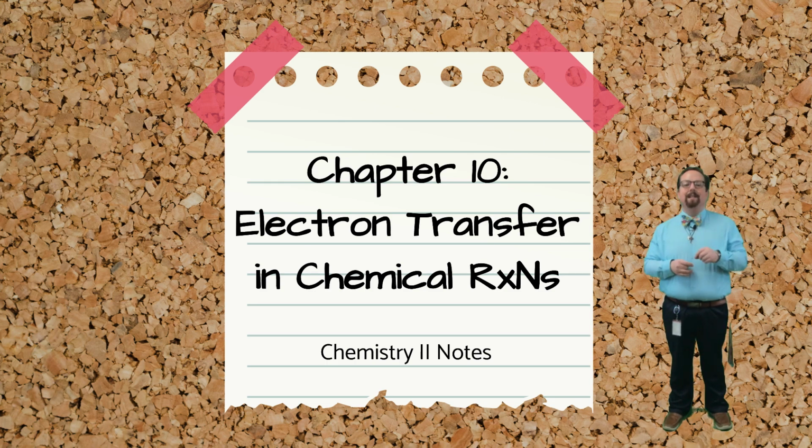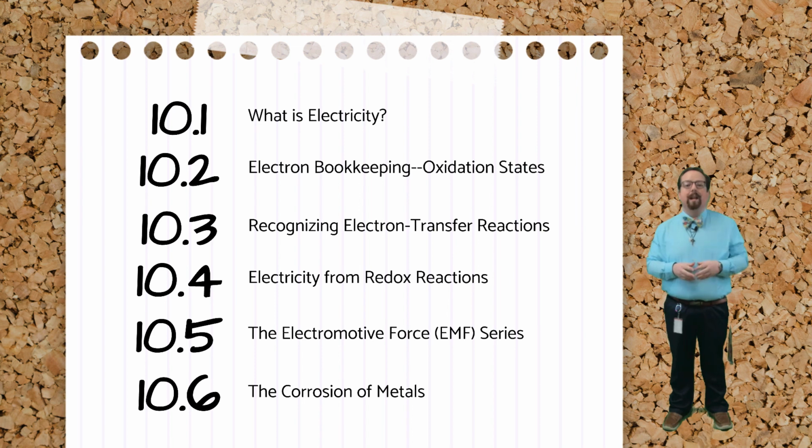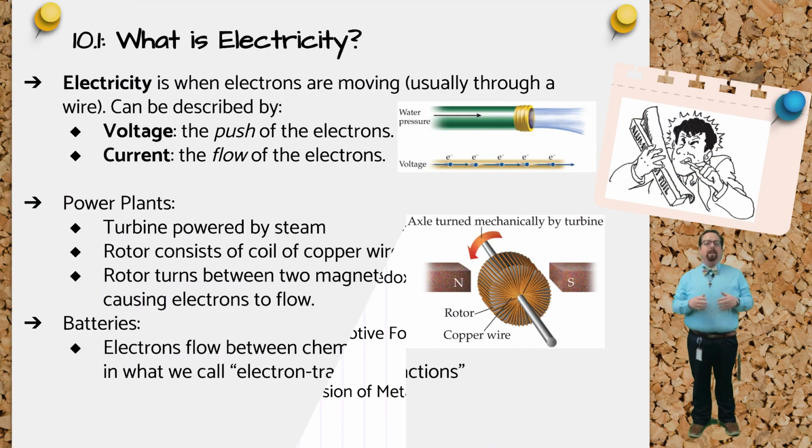In today's lesson, we're going to be covering Chapter 10, Electron Transfer in Reactions. By the end of this lesson, you should have a basic understanding of electricity and chemistry, oxidation states, and oxidation-reduction reactions. Let's get started. First off, just what is electricity?